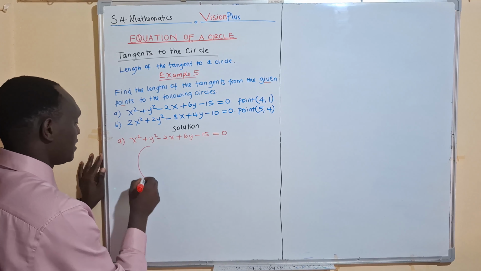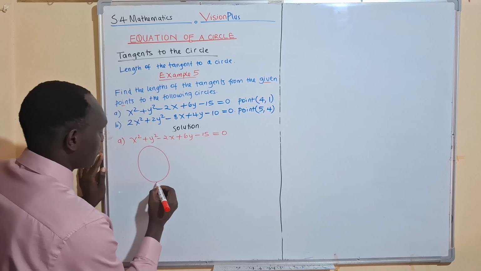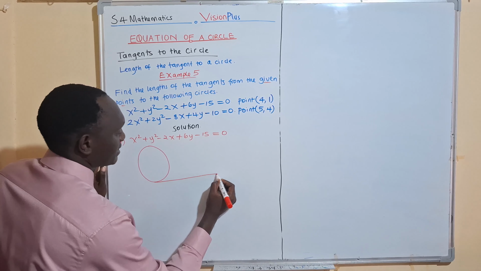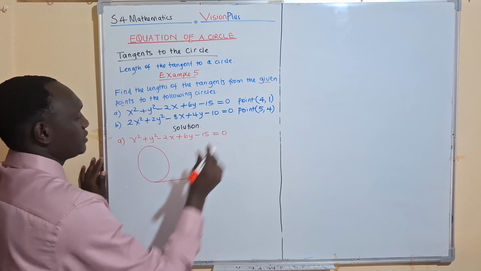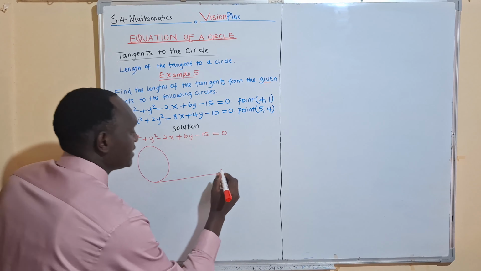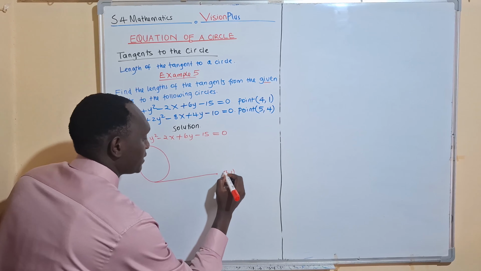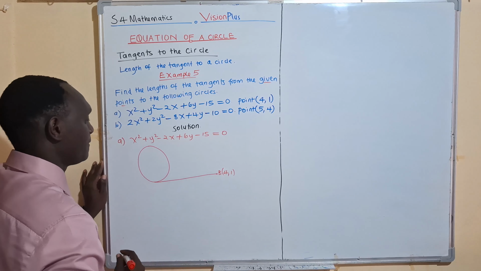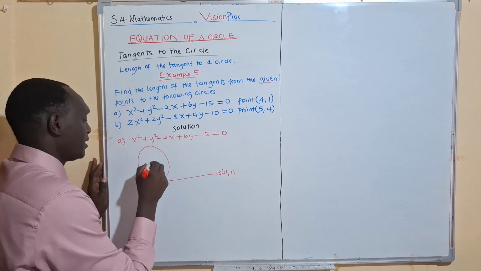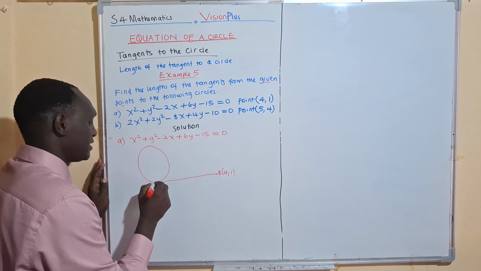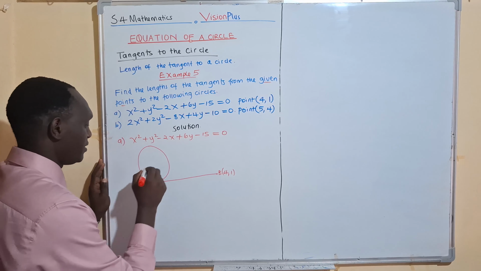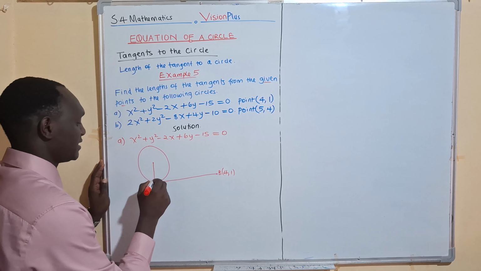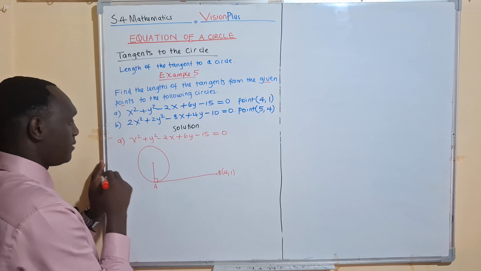So to make our work simpler, we draw a circle. Then we say, assuming the tangent touches the circle at this point and it is coming from this point. So the point where the tangent is drawn is (4, 1). Let me call this point B for our case, but you can use any other letter. And this point where the tangent meets the circle, let me call it point A. Now we have our center here, and our radius is perpendicular to the tangent, making 90 degrees here.